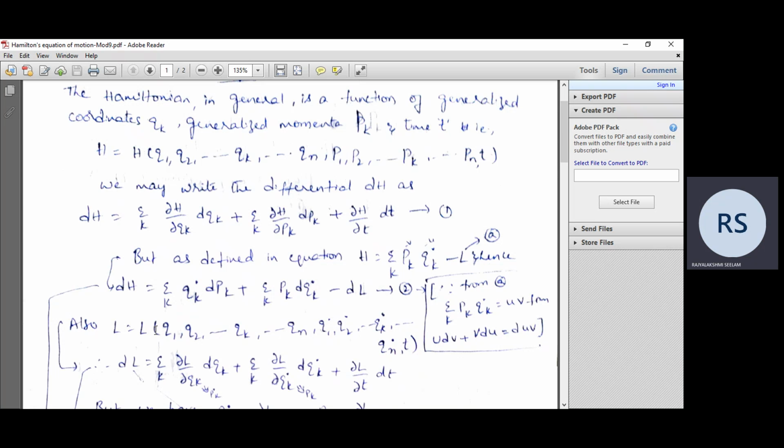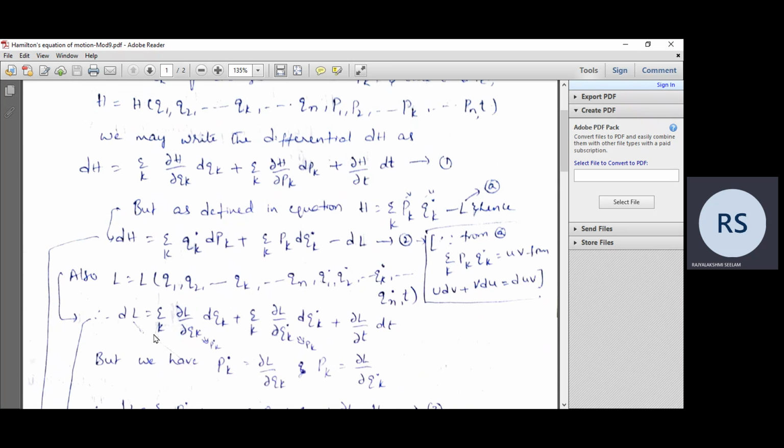Also, L is a function of q1, q2, ..., qn, and q1 dot, q2 dot, ..., qk dot, ..., qn dot, and t. Here L is a function of q, qk dot, and t. So dL can be expressed as sigma k ∂L/∂qk dqk plus sigma k ∂L/∂qk dot dqk dot plus ∂L/∂t dt. This is the differential for L, because L is a function of q, q dot, and t.